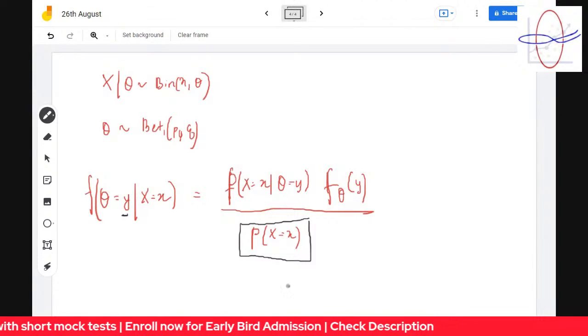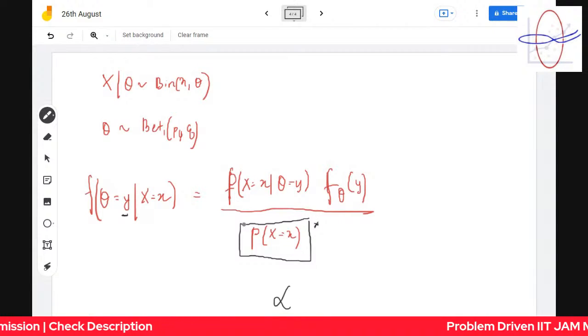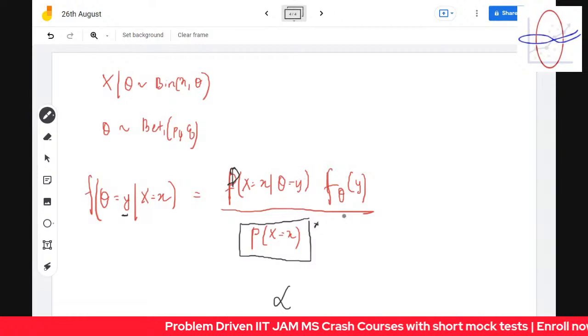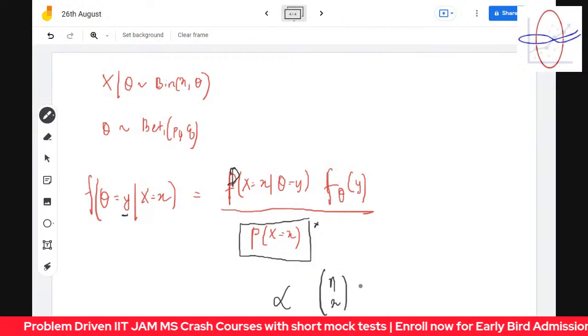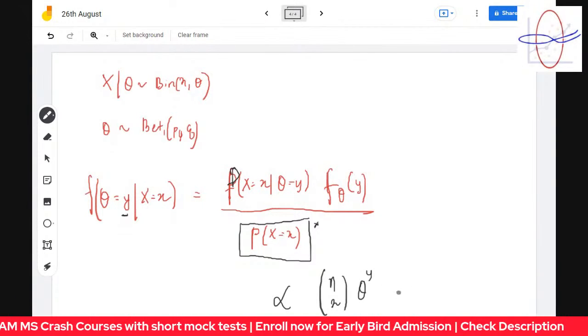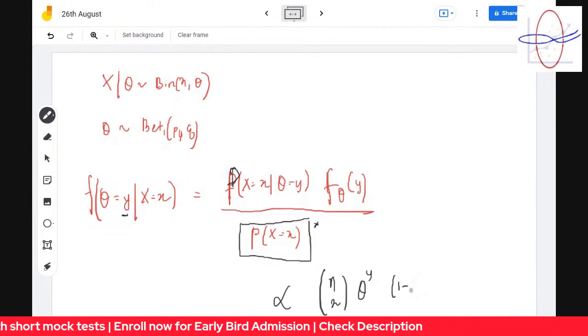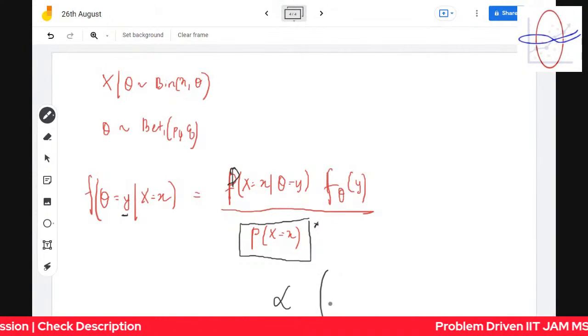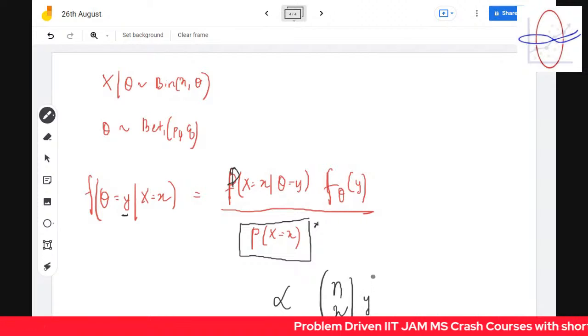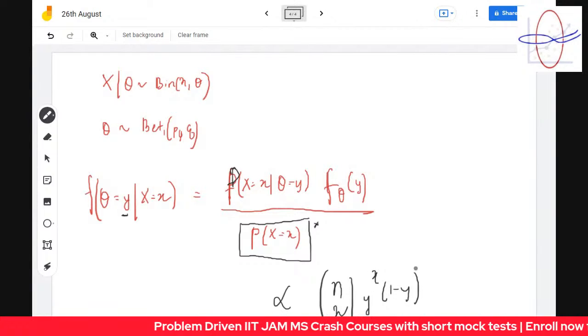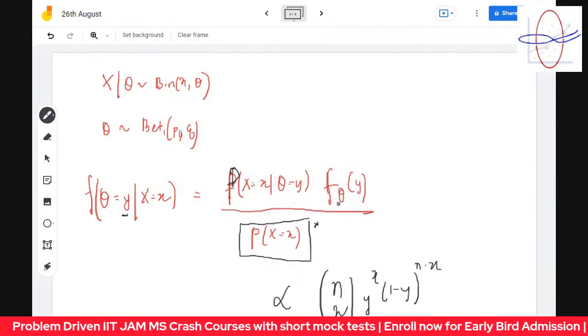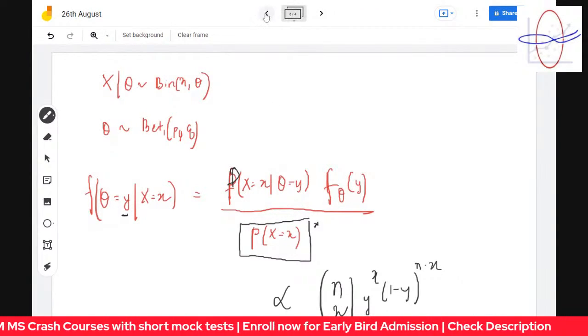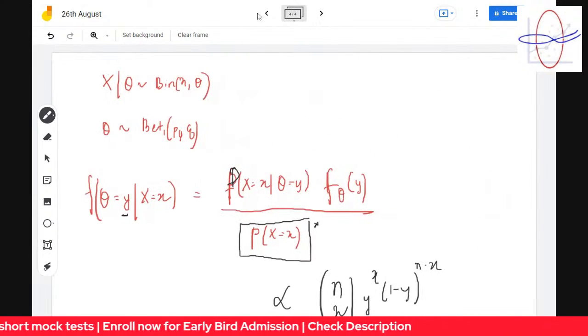The idea is that this is proportional to, so we can ignore the denominator for some time, the initial part, the probability of X equals x given theta. We know that's binomial. So it's n choose x, theta to the power x, into 1 minus theta whole to the power n minus x, into f of theta at y. That is the distribution of this. That's exactly the binomial result. This is the result you will get.